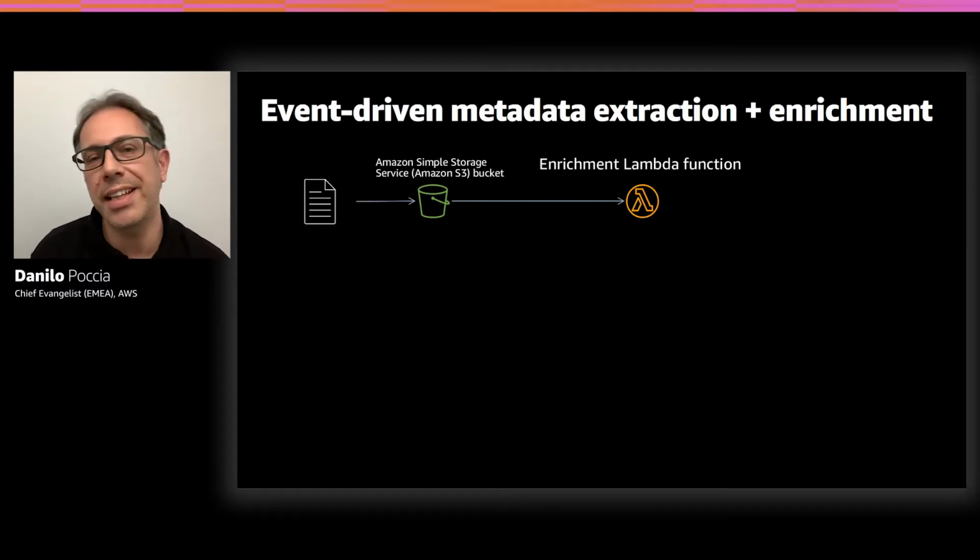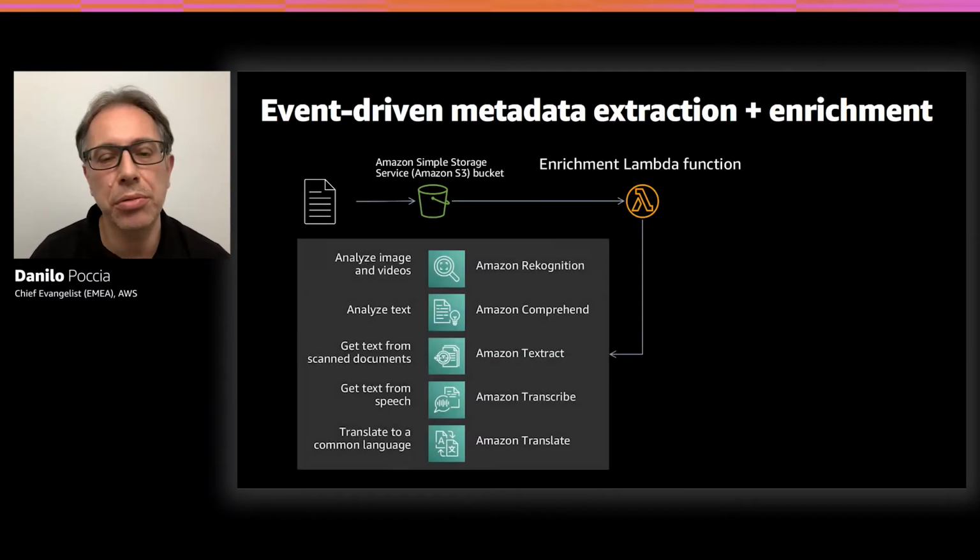to analyze this data. And one very simple way to do so is to use the fully managed machine learning services that we provide in AWS. So for example, if an image or a video is uploaded, you can use Amazon Rekognition to analyze the objects that are in this image, in these videos. If you upload a text, you can use Amazon Comprehend to analyze the sentiment of the text, or you can understand what are the entities mentioned in the text.